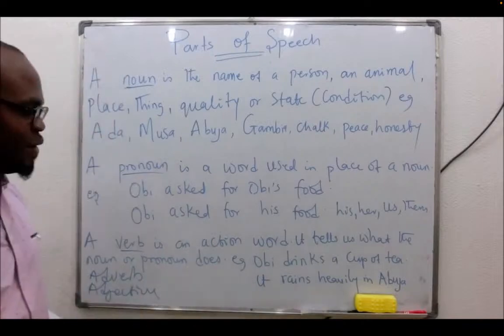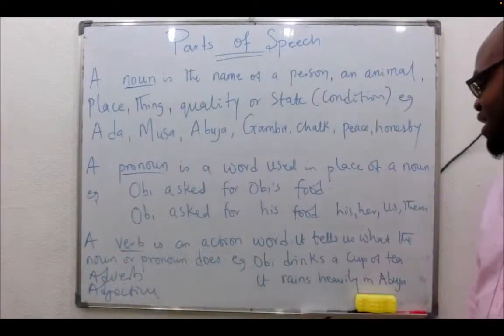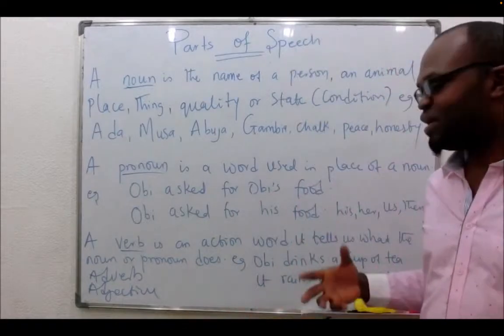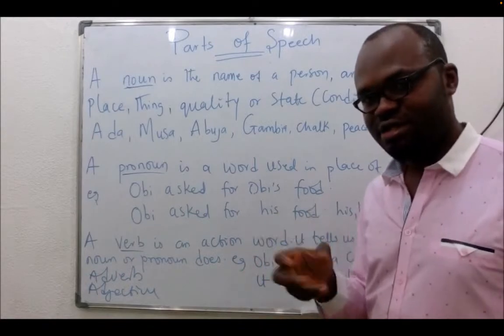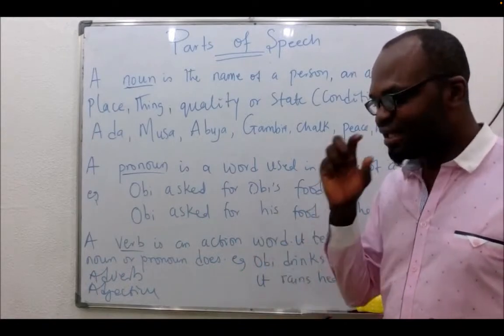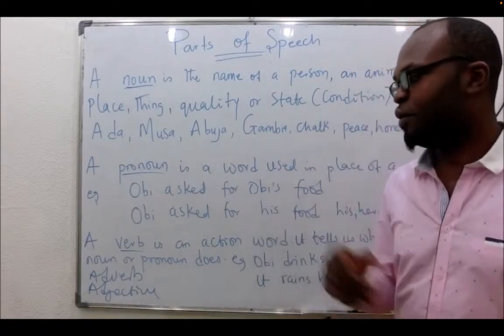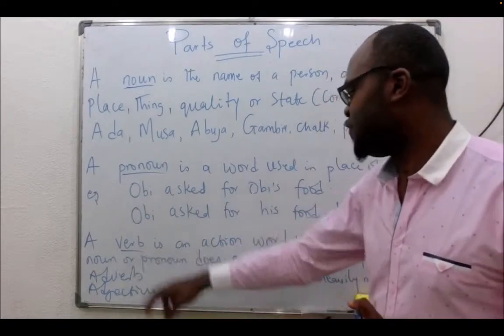Now we look at a verb. What is a verb? A verb is an action word. It tells us what the noun or pronoun is doing, or what the noun or pronoun does. You can say, Ekene teaches. So what do I do? I teach. So that teach is my action. What am I doing now? I'm talking. That's action, verb. So whenever you see things that express action, we call it verb.